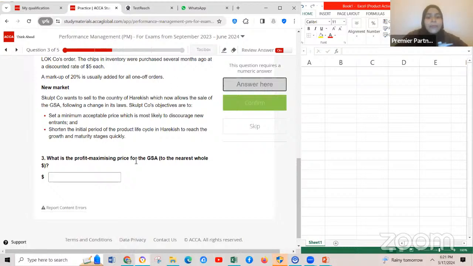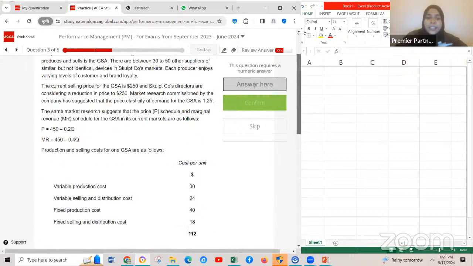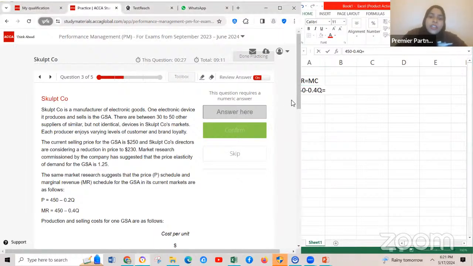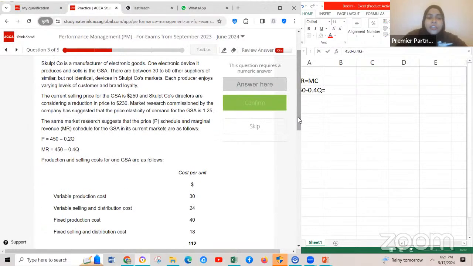What is the profit maximizing price for GSA? Okay, so how do you now find the profit maximizing price? It happens where, guys, marginal revenue equals marginal cost. Now we are given that marginal revenue is 450 minus 0.4Q. What is the marginal cost, guys? So that we can first find the optimum quantity. Are you going with 30 or 54? What is the marginal cost?